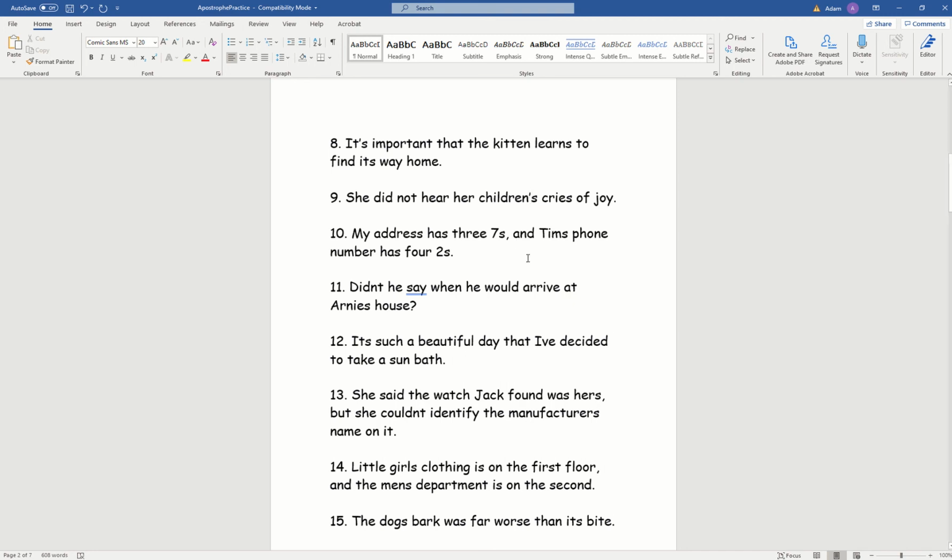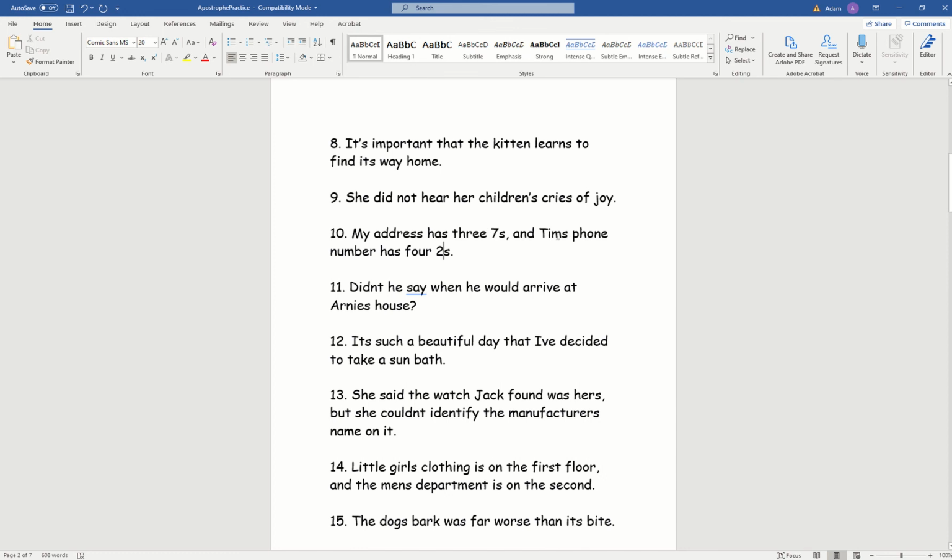My address has 3 sevens and Tim's phone number has 4 twos. Okay, this is something I'm not going to really get into. Most people would throw an apostrophe there and there. Technically, you're not supposed to because there's no possession. Just like if you wrote that word out as 3 sevens, it would be SEVENS. There would be no apostrophe. Twos would be TWOS. There would be no apostrophe.